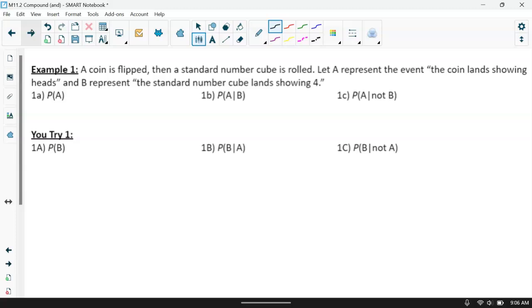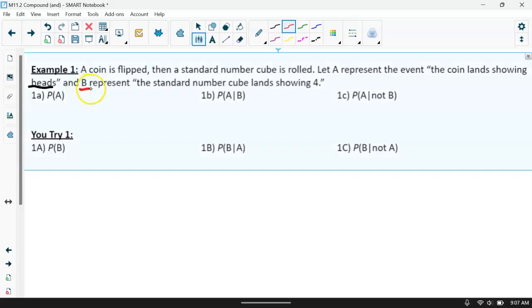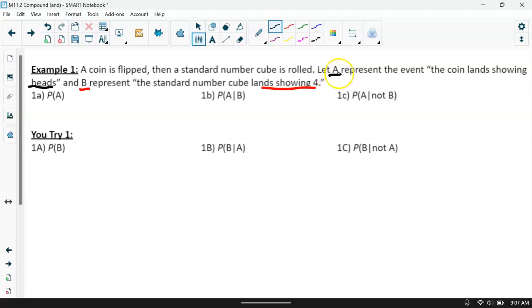Again, just to reinforce this idea of independent, with our given situation: a coin is flipped, and a cube is rolled. We're going to let A represent that the coin lands on heads, and B represent that the cube lands on the number 4. So A landing on heads, B landing on 4. What's the probability of event A? Well, that's just 1/2, right? You land on heads, 1/2.